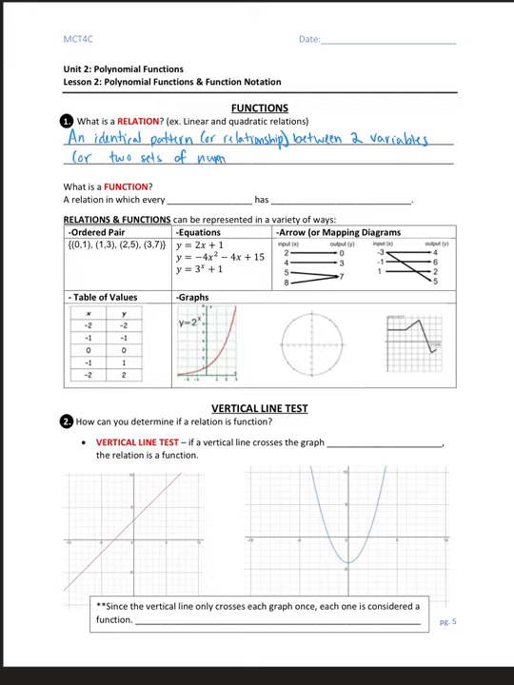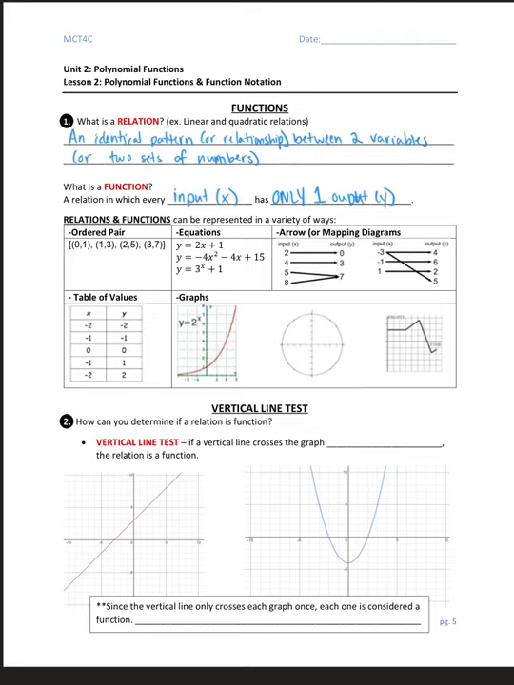So think about a linear relation or a quadratic relation, right? The x and the y have some kind of relationship going on within the equation, right? Y is equal to x being multiplied by something and something being added to x, okay? So there's a relationship that happens there. So what is a function? Well, a function is any relation in which every input, so remember your inputs are your x values, has only one output, which are your y values. So every x can only have one y mapped to it.